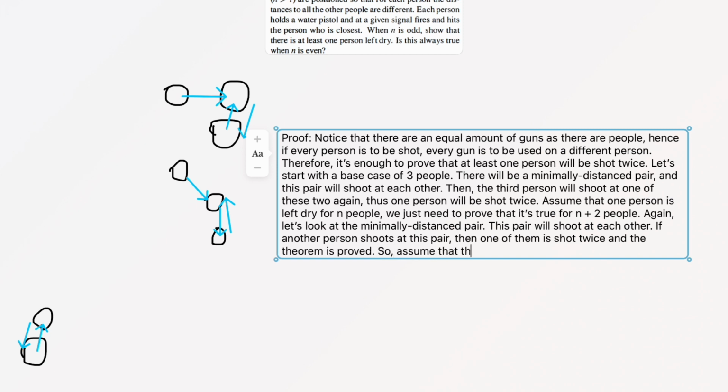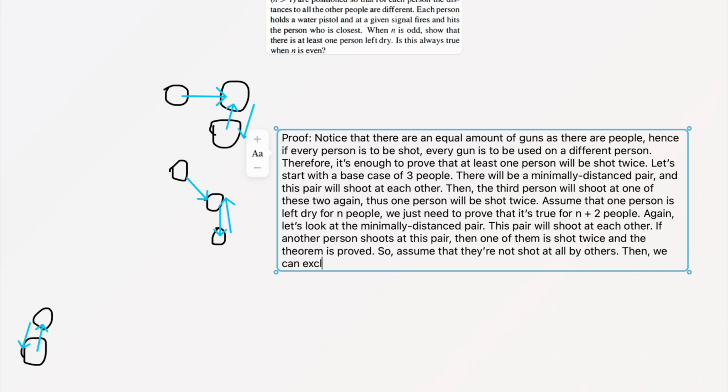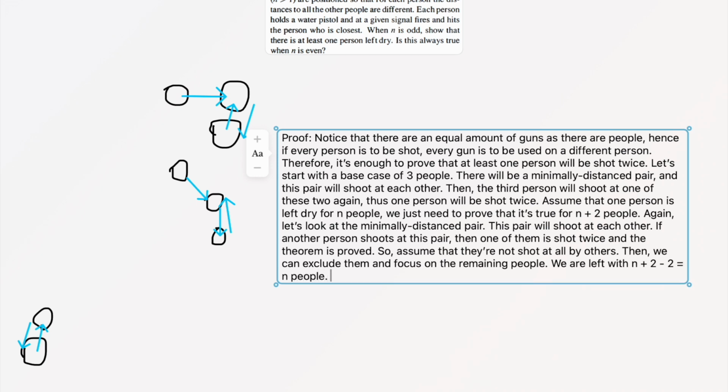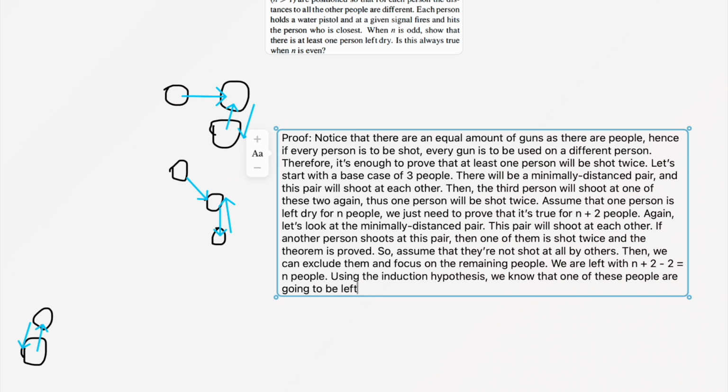So assume that they're not shot at all by others. Then we can just exclude them, and focus on the remaining people. We are left with n plus 2 minus 2, which equals n people. Using the induction hypothesis, we know that one of these people is going to be left dry. QED. So that's it.